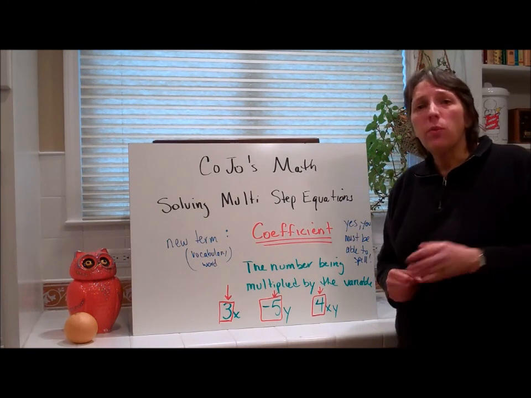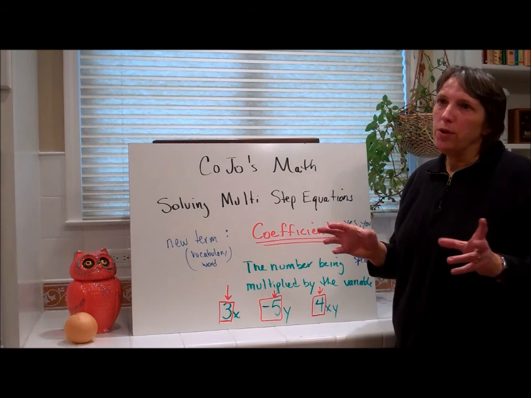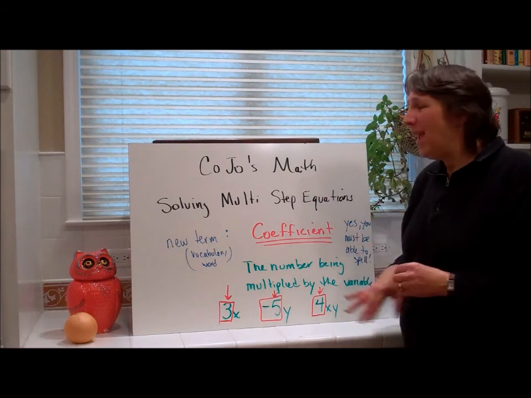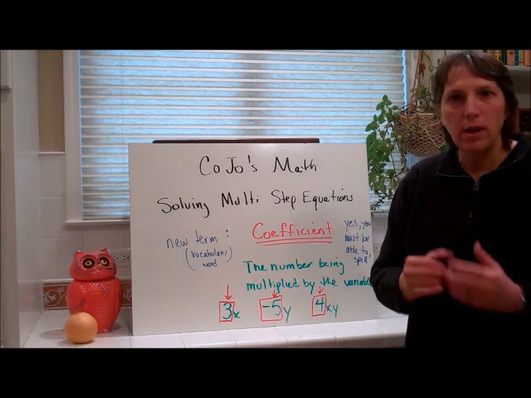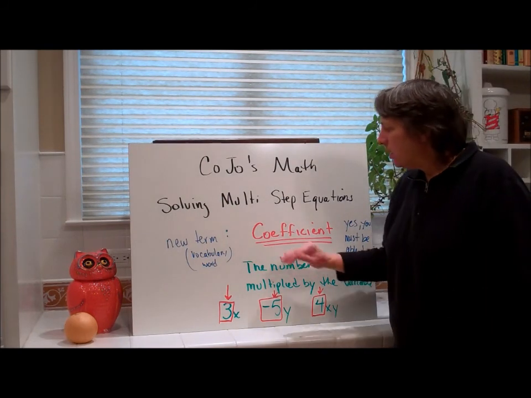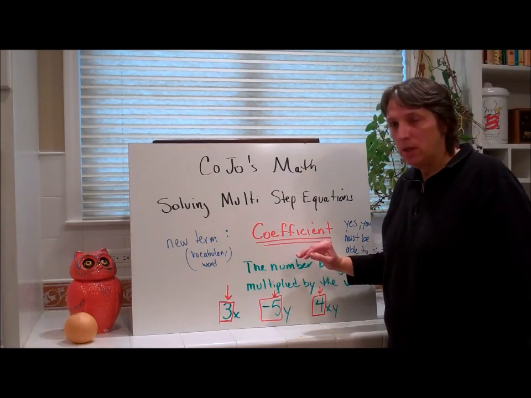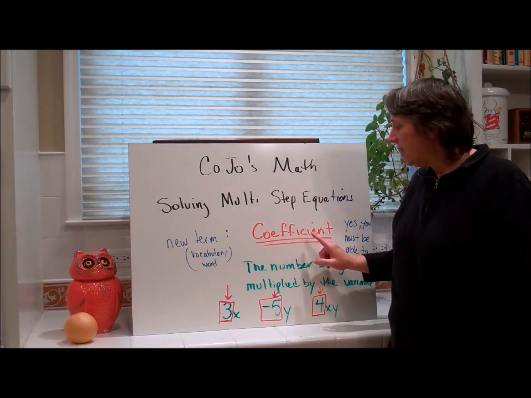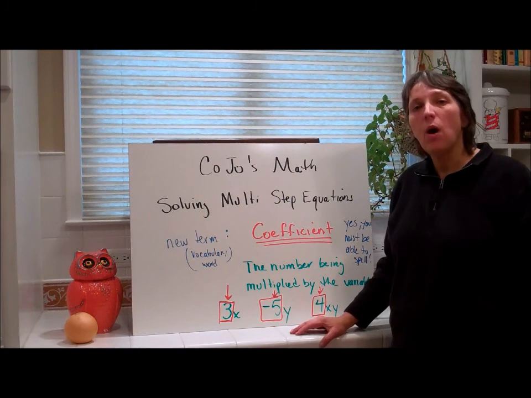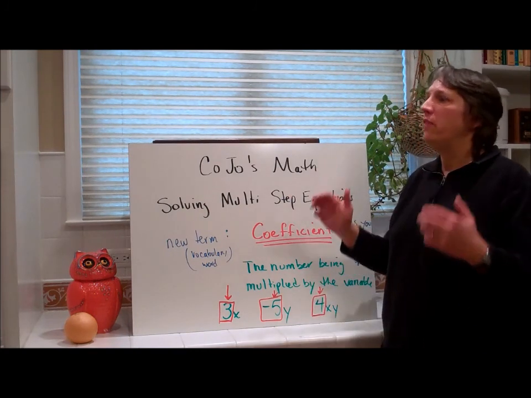I have a new term for you, a vocabulary term, and yes, you must be able to spell it, because it's math and you need to know how to spell words. It's called the coefficient. C-O-E-F-F-I-C-I-E-N-T. It's the coefficient. What is the coefficient?